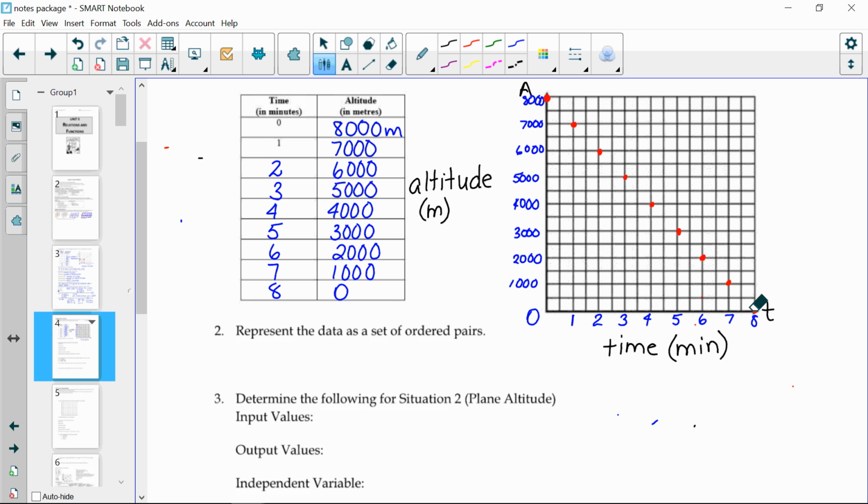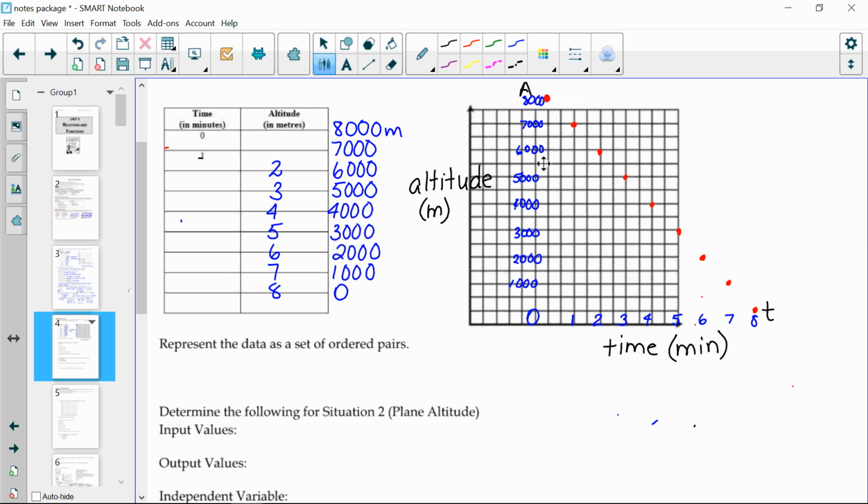Okay, now we've got to think about whether or not we're going to join our points. Can the plane be at a height of, I'm guessing here, 5,525? Well, that would put it somewhere in between.